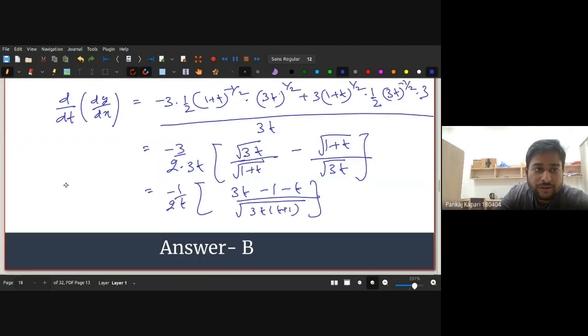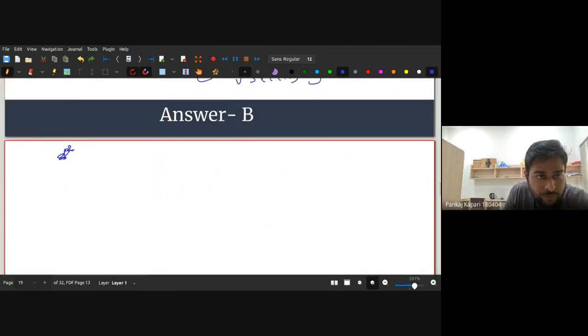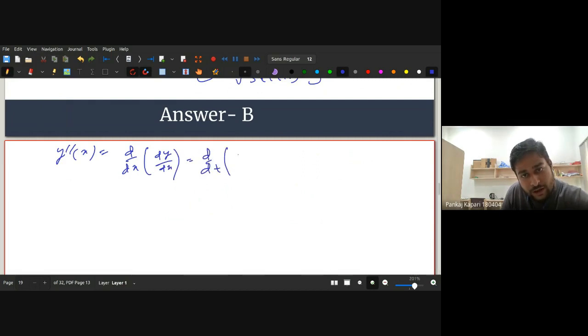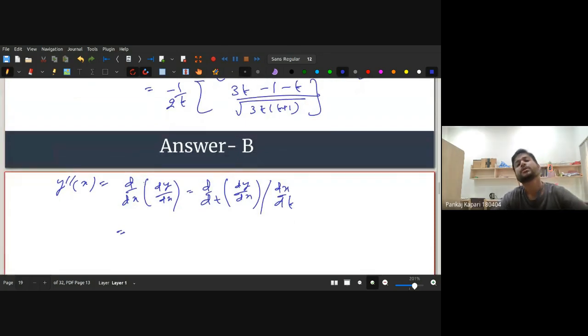Okay, so now the y double prime x, which we have said is d by dx of dy by dx, which is the same as d by dt of dy over dx divided by dx by dt, and which is the same as minus 1 over 2t, 2t minus 1 divided by under root 3t into under root t plus 1, right?